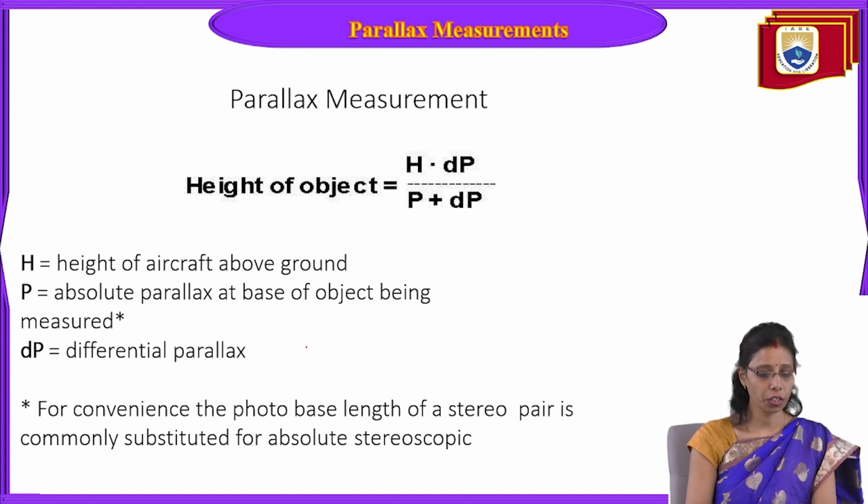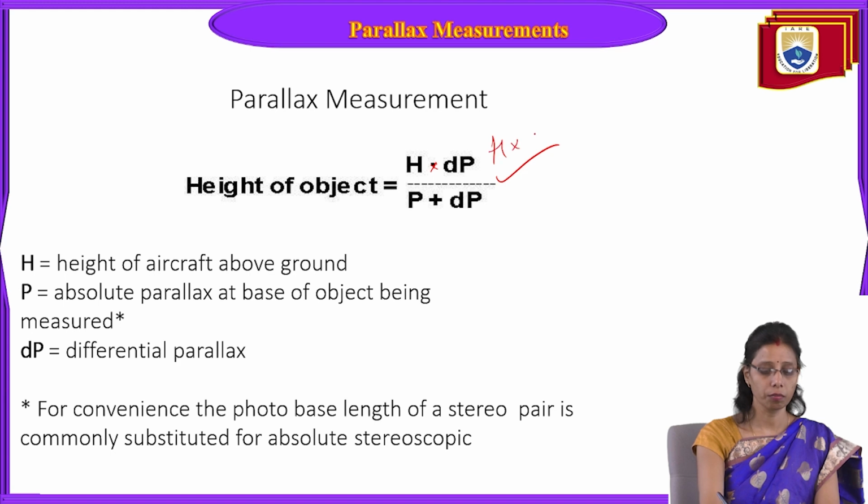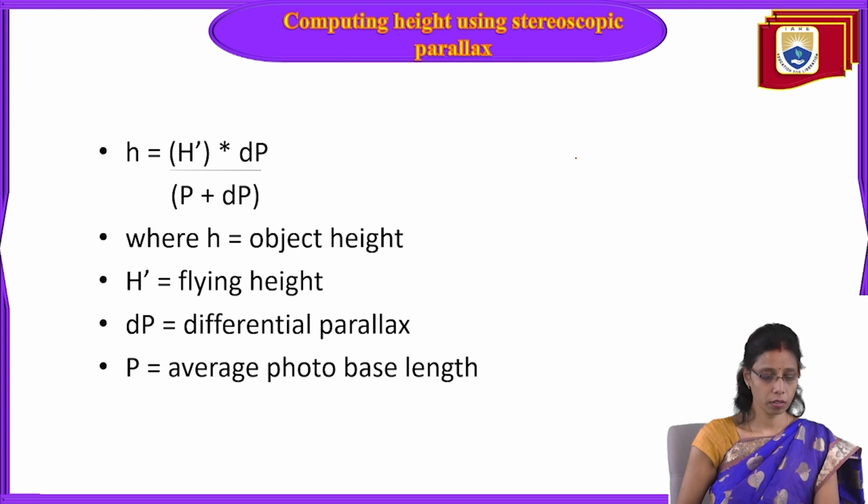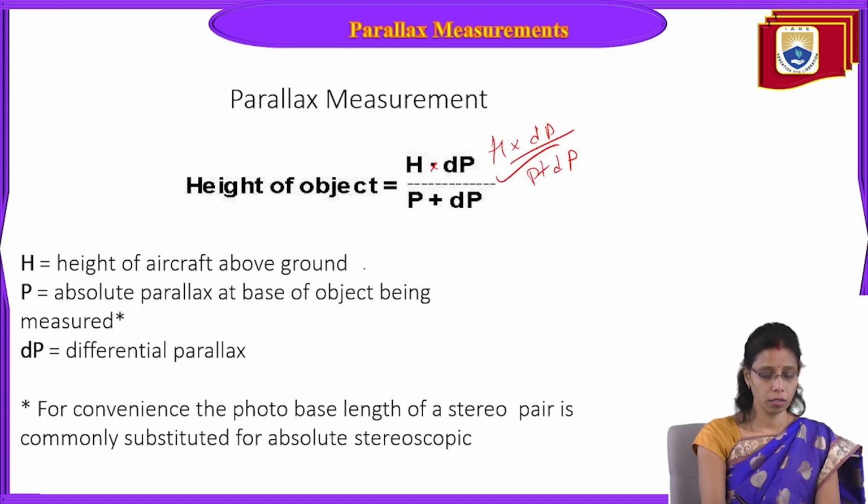Now, parallax measurement. Parallax measurement means how we measure the height of the object. This is the formula: height of object equals h into dp divided by p plus dp. Here h is the height of the aircraft above the ground. Height of the aircraft above the ground means, suppose this is your aircraft and this is your nadir point.